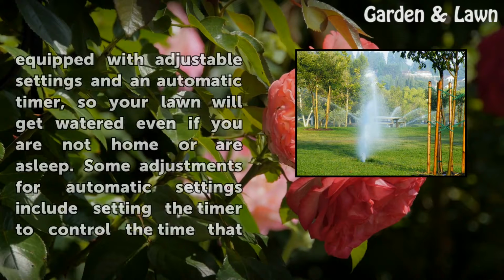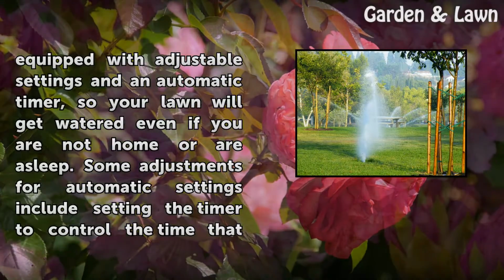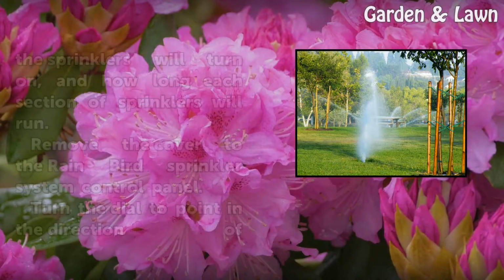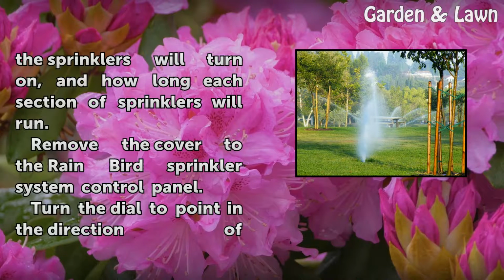Rainbird Sprinkler Systems come equipped with adjustable settings and an automatic timer, so your lawn will get watered even if you are not home or are asleep. Some adjustments for automatic settings include setting the timer to control the time that the sprinklers will turn on, and how long each section of sprinklers will run.